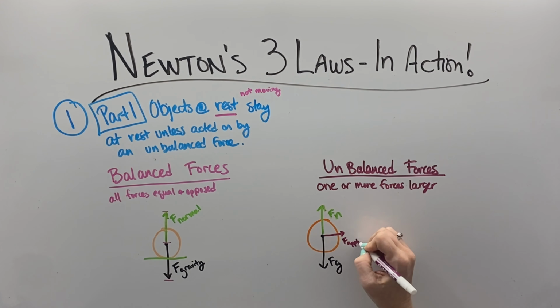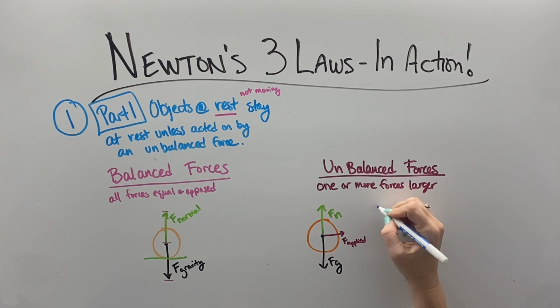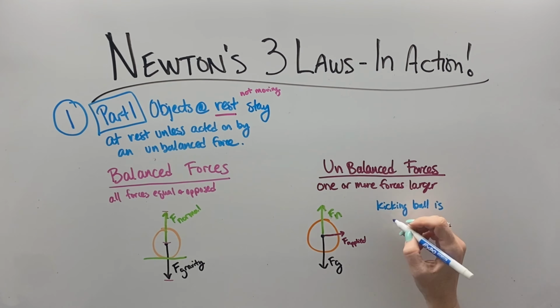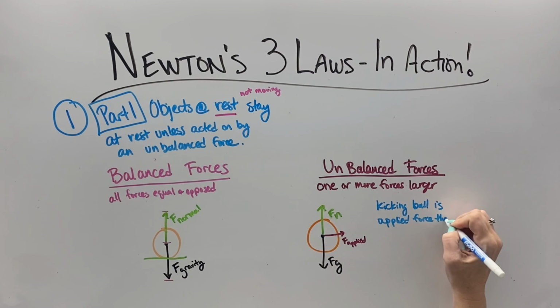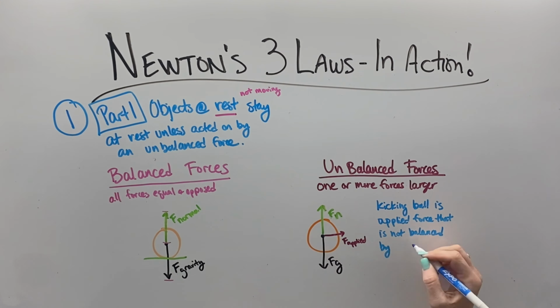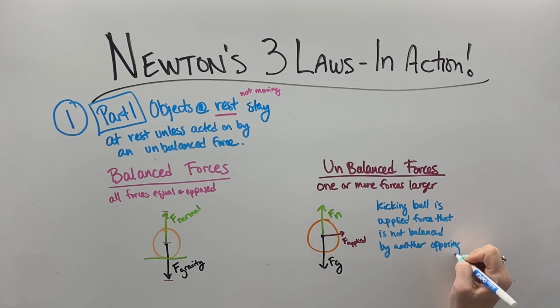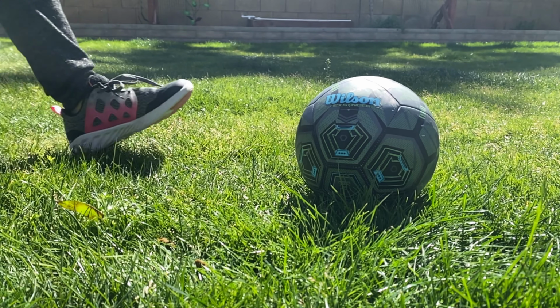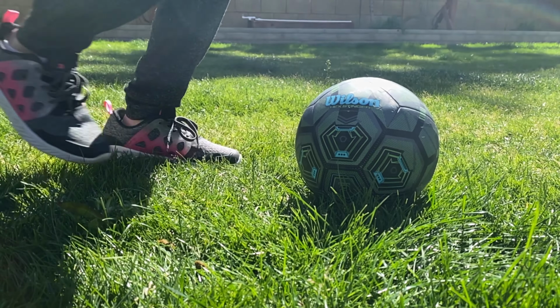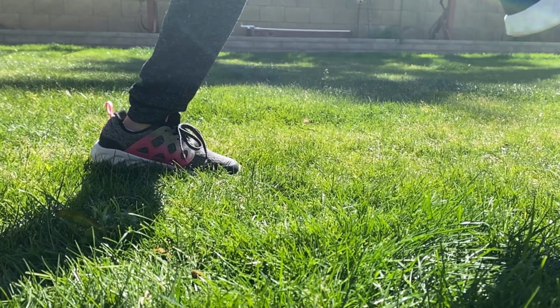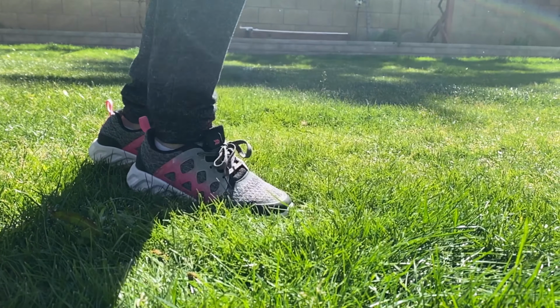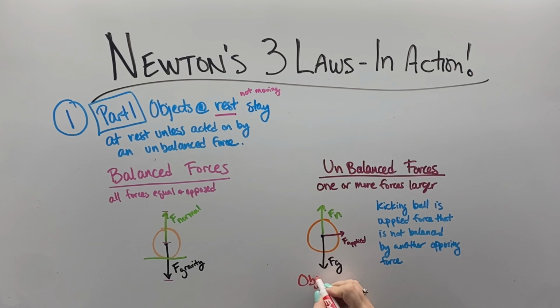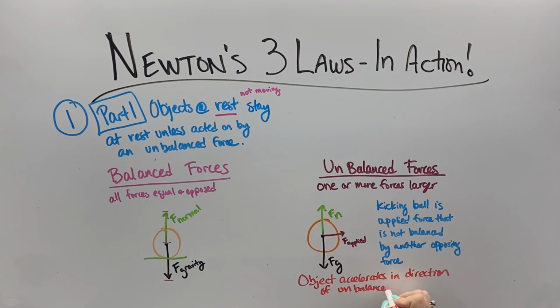So an unbalanced force happens when one or more forces are larger than the things that would otherwise balance them. Like when you kick a ball, you apply a force to the ball that is not balanced by a force that's equal in opposite direction. So you can see we kick the ball, and because it's an unbalanced force, the object accelerates or changes its motion. This acceleration always happens in the direction of the unbalanced force.